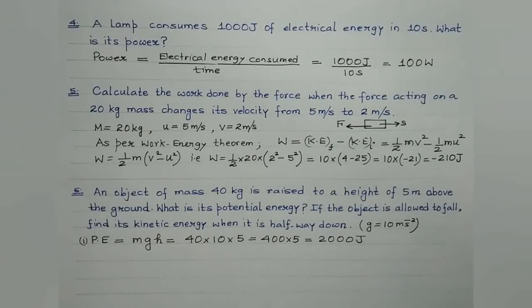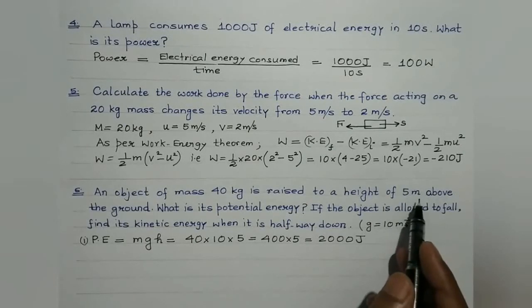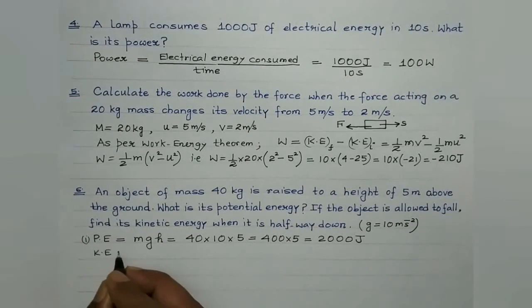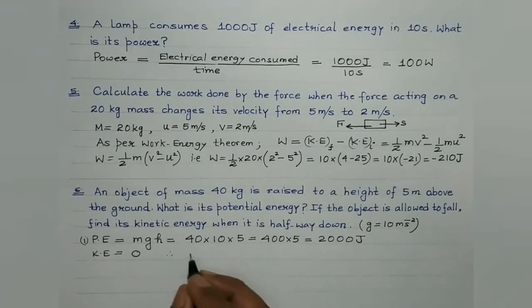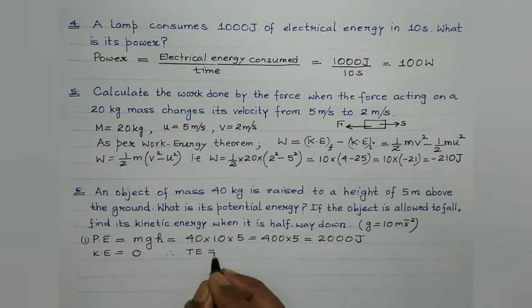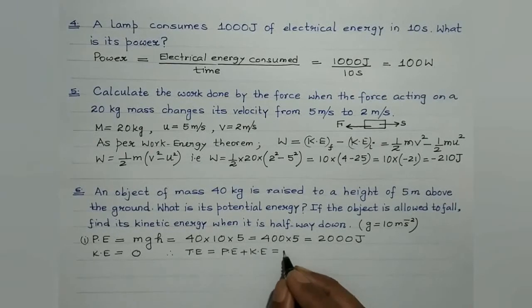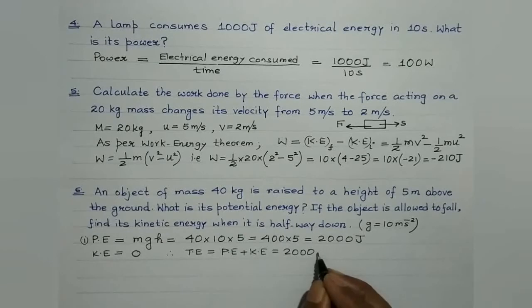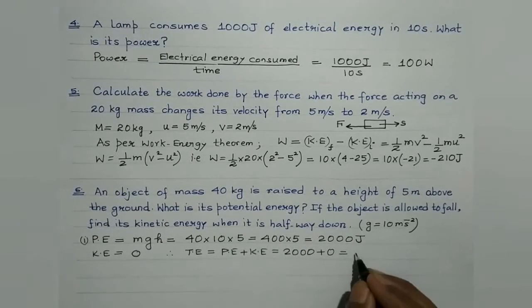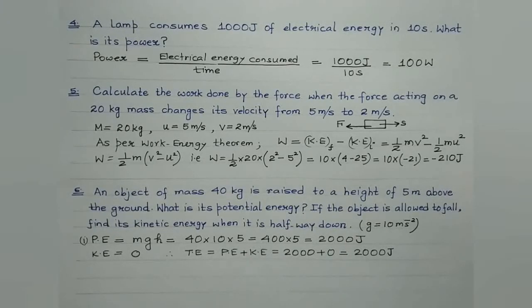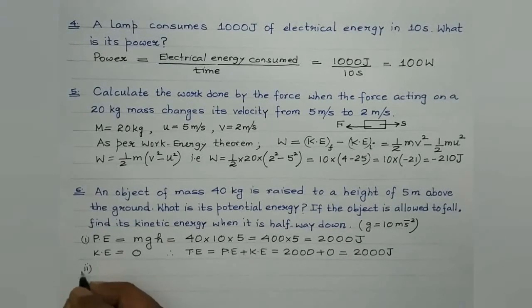So this is the potential energy possessed by the body when it is raised to a height of 5 meters, right? Now it is to be noted that this is the maximum height where the kinetic energy is 0. Kinetic energy at this point would obviously be 0, as initially it will be at rest. So the total energy at any instant is given by the sum of potential energy and kinetic energy. So it will be equal to 2000 plus 0, that is 2000 joule.